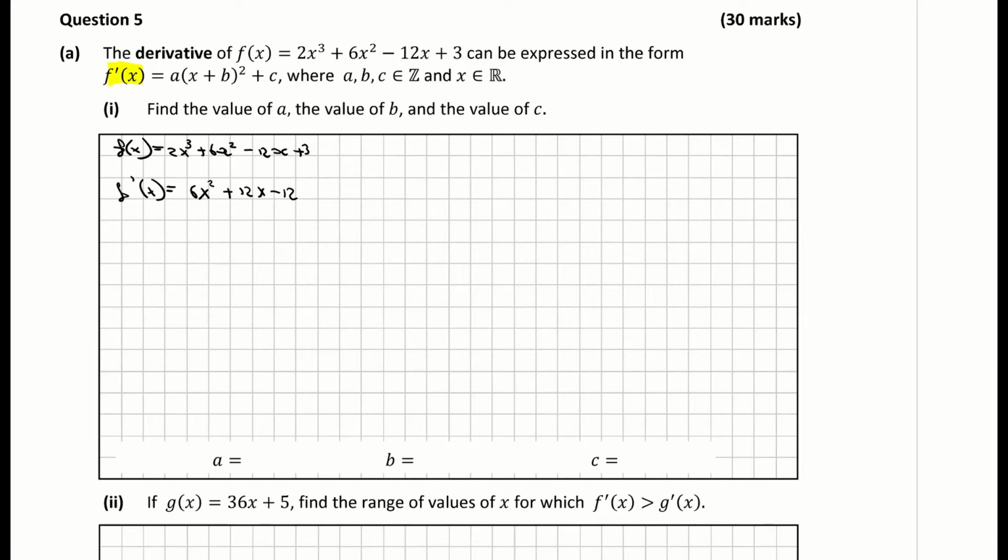And we need to write that in the complete the square form. So first of all here I'm going to factorize out something that's common. We can factorize out the 6. So I'm going to rewrite it as 6 times x squared plus 2x minus 2. So all I've done is I've just factorized out the 6. Then I'm going to do a little bit of work with what's inside the bracket.